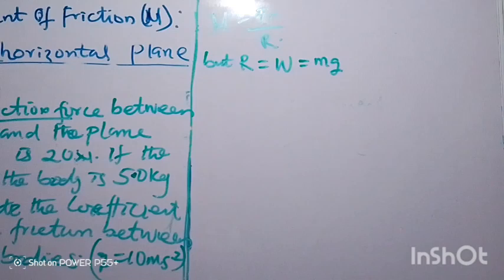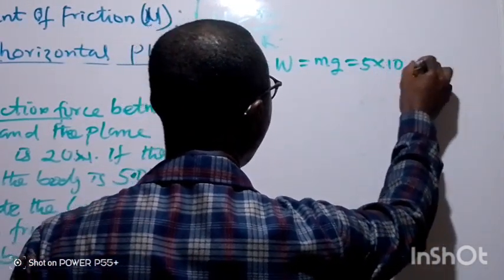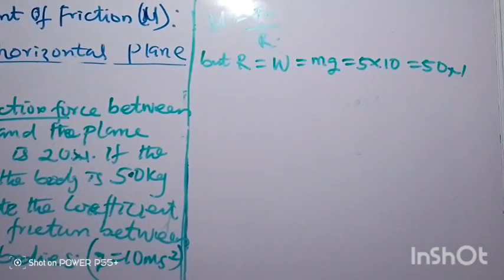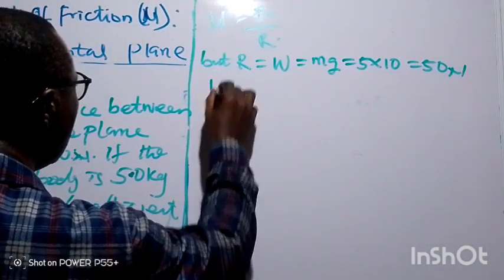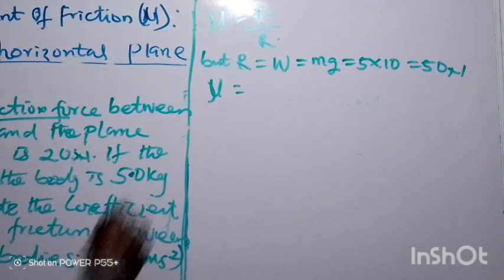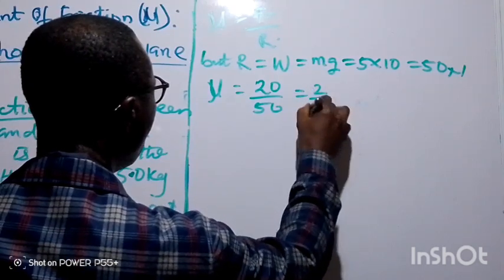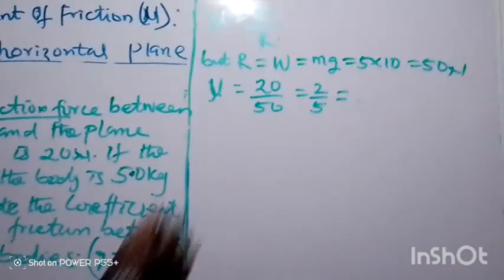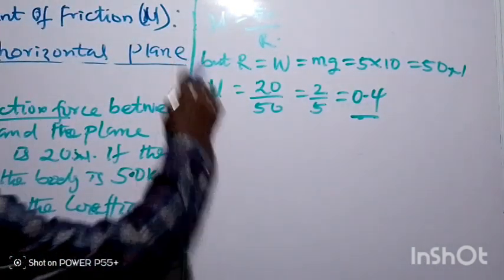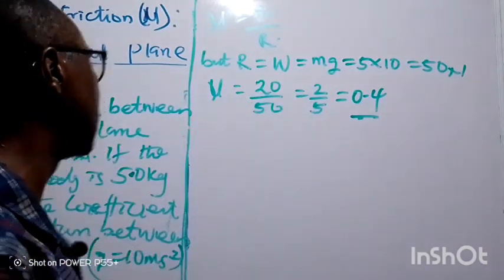M is given. That's 5 multiplied by 10. That's 50 Newton. Now, since we know our R, which is normal reaction, mu, the coefficient of friction, is 20 Newton over 50. And that will now give us 2 over 5, which is equal to 0.4.